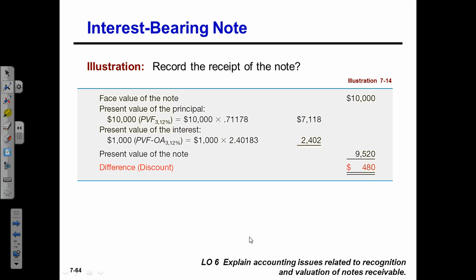Yeah. So, what do we do with this journal entry wise? Can you envision the journal entry?